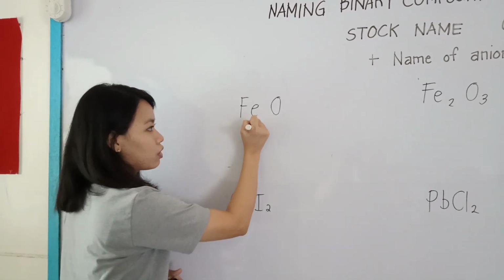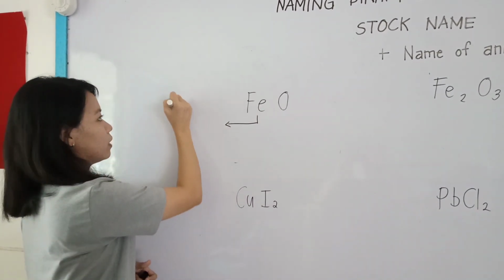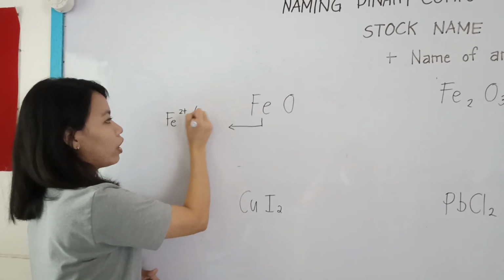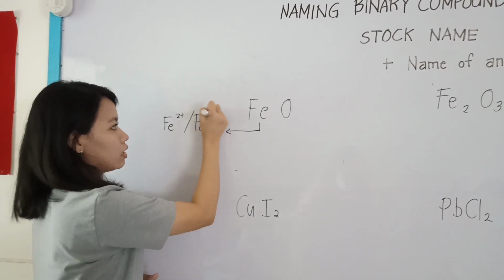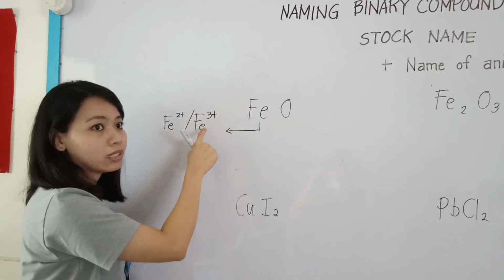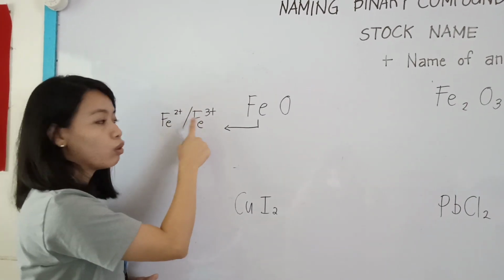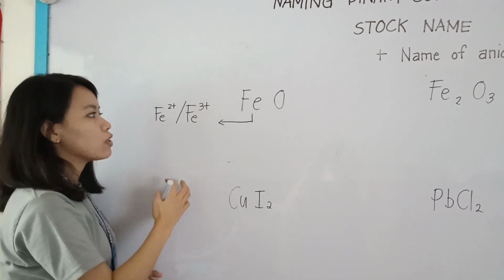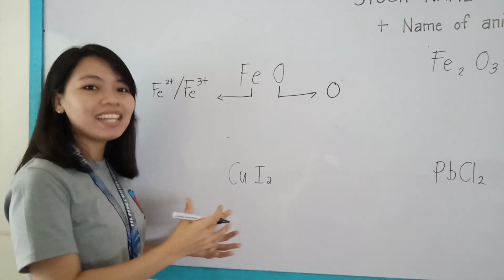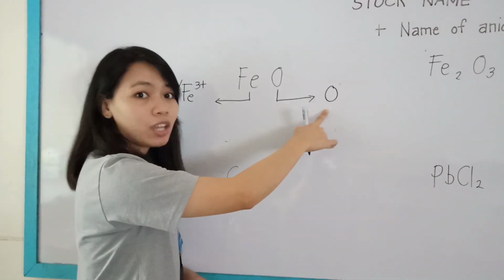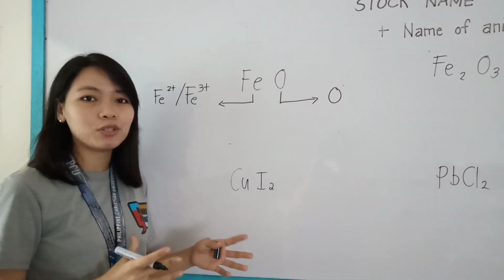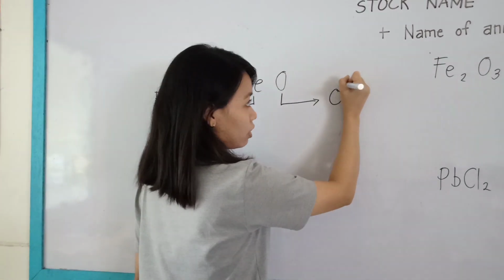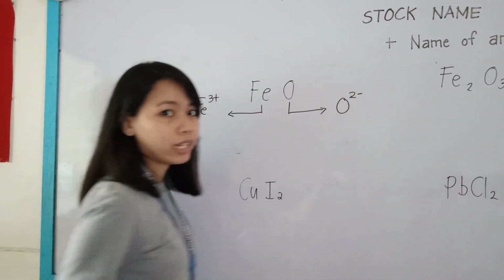So, itong si Fe or si iron, meron siyang charges na Fe2 plus or Fe3 plus. Pwede rin siya magbaliktad. Pwede nyo gawing Fe plus 2 or Fe plus 3. The same lang din po yung ibig sabihin niyan. Okay, so ngayon, para malaman natin, kailangan natin alamin ang charge number ni oxygen, which is once again, makikita nyo po sa periodic table of elements. So makikita nyo doon, ang charge niya ay 2 minus or 2 negative.